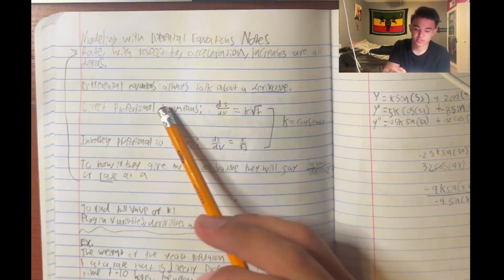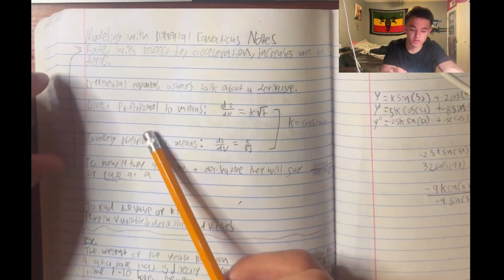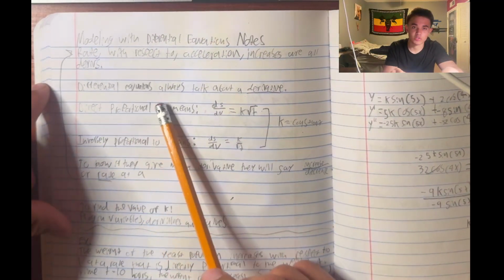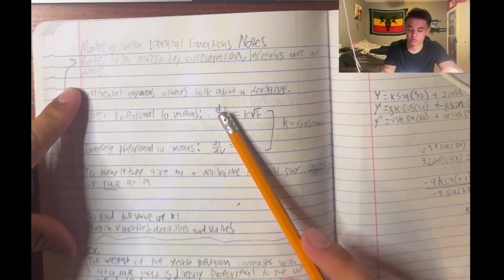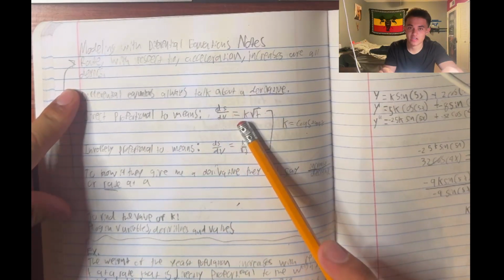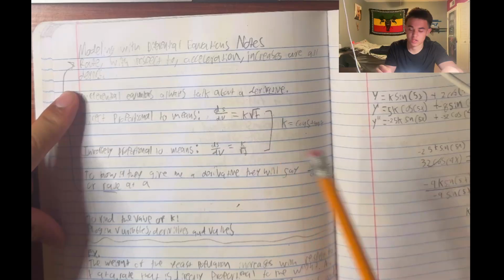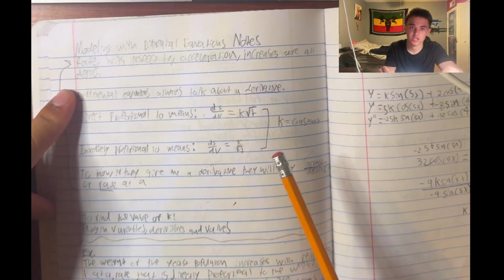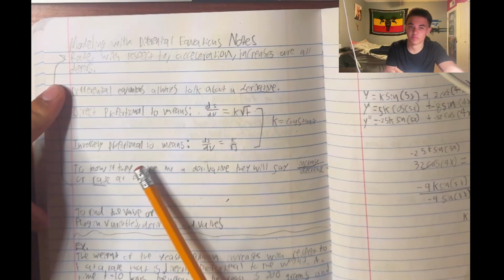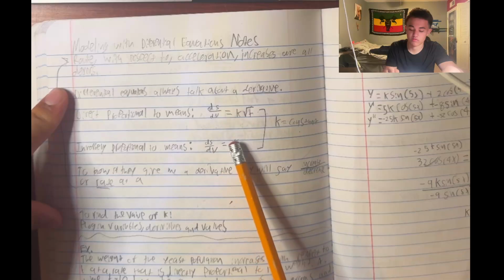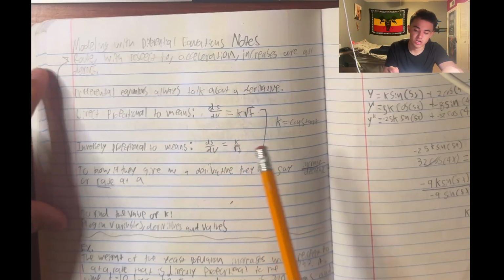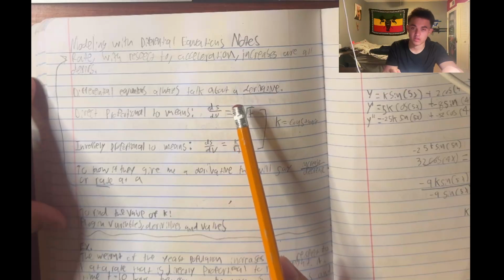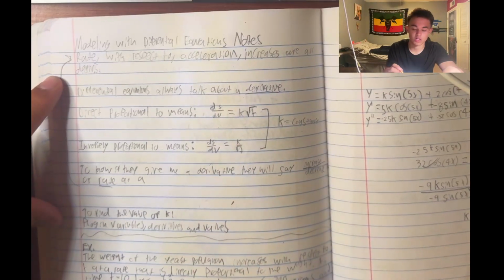So differential equations talk about a derivative. We already know that. So directly proportional, when you hear that in the problem, that means that the derivative you're going to write is going to have a k in front of the function. And k is going to be equal to a constant. And if it says inversely proportional, that means you're going to have your derivative, and then k is going to be over top of it as the numerator. And then you're going to have your function on the bottom. So write that down if you want.